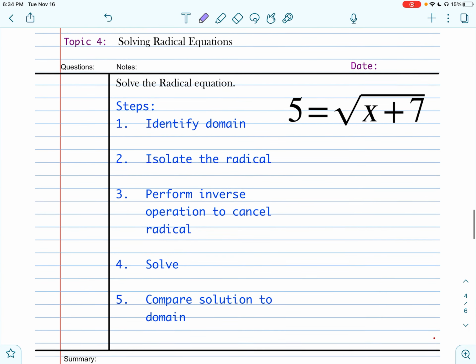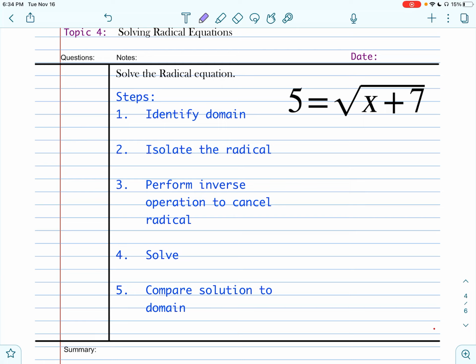Okay, so let's try some here. And remember, when you're watching videos, you should pause and slow down. All right, so identify the domain. In this step, we're going to look and decide, do I have an even or an odd radical? I have an even radical, so I need to take this here, x plus 7, and make sure that it is greater than or equal to 0. So I'm going to solve, and I want all x's greater than or equal to negative 7. So I've identified my domain.